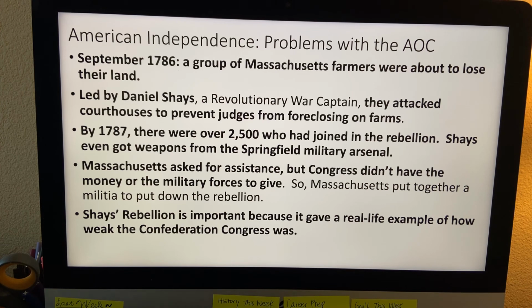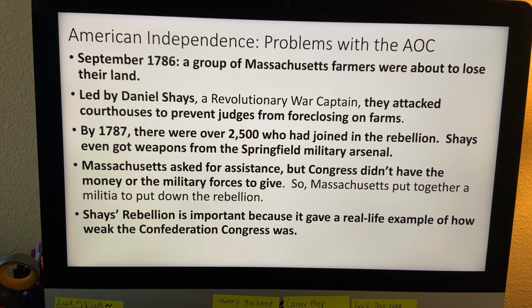And so they, understandably, freak out. The problem with their freak out, though, is they decide that they're going to go attack some courthouses. They are led by a man whose name is Daniel Shays, and he was a Revolutionary War captain. He served under General George Washington, and he, as well as others, went to courthouses and attacked the courthouses to prevent the judges from foreclosing on their farms. And this goes on for a time, until June 1787.